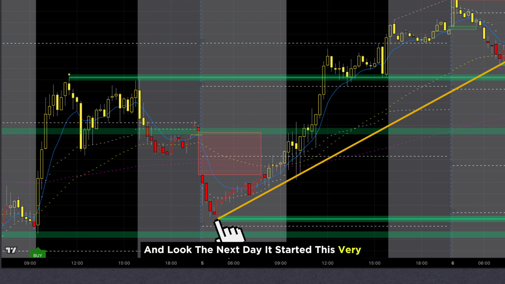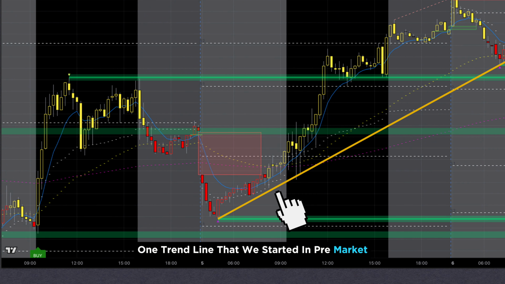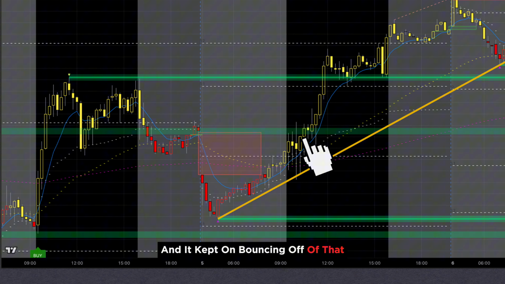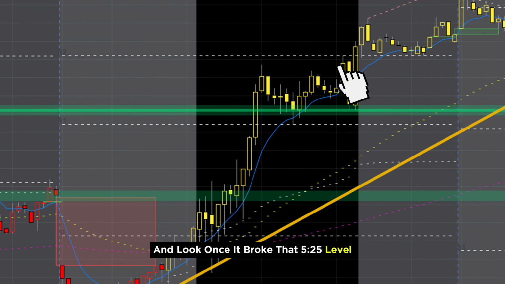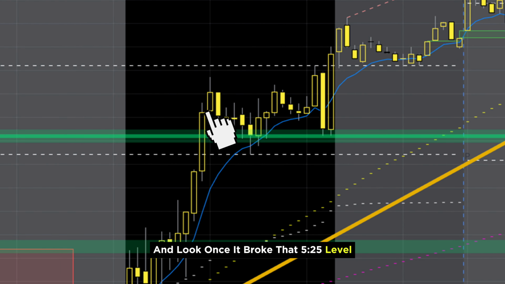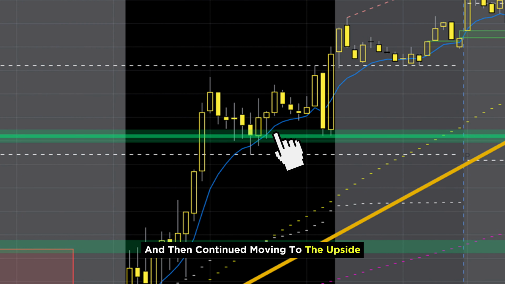And look, the next day, it started this very, very nice uptrend, and it just kept on pulling back to this one trend line that we started in pre-market, and it kept on bouncing off of that until it finally exploded to the upside. And look, once it broke that 525 level, it shot to the upside and then it came back down, tested that level, and then continued moving to the upside.